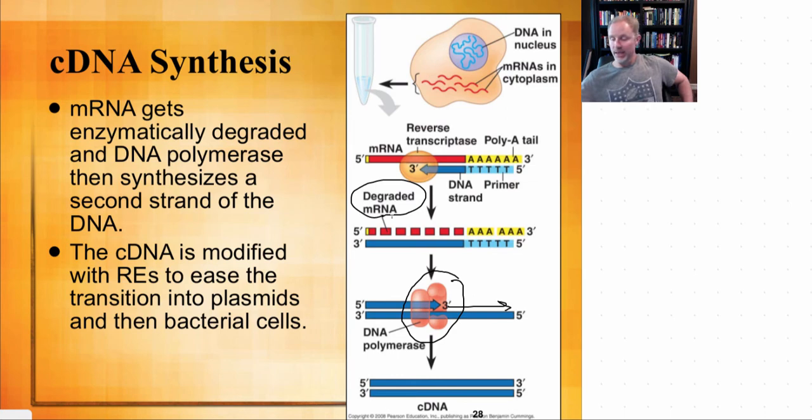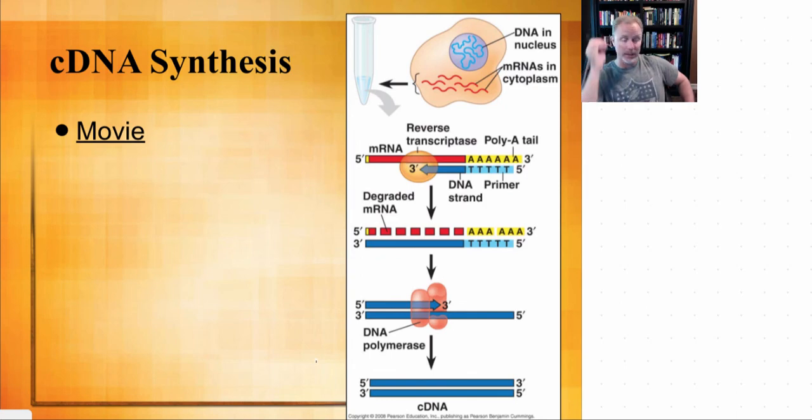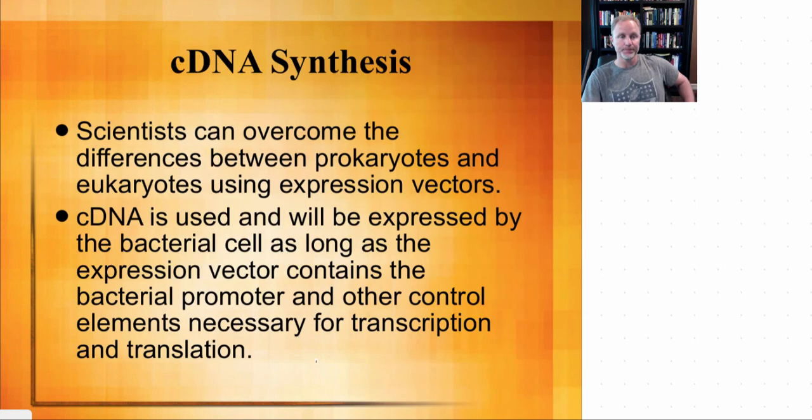Then you can take the cDNA, treat it with restriction enzymes, get the sticky ends put on there, and then insert it into the bacterial chromosome without any of the introns. You've just got a piece of DNA that contains only the exons. There's a movie here, a link that you can follow, and it will explain again what I just explained to you.